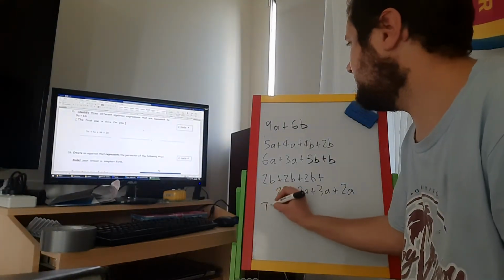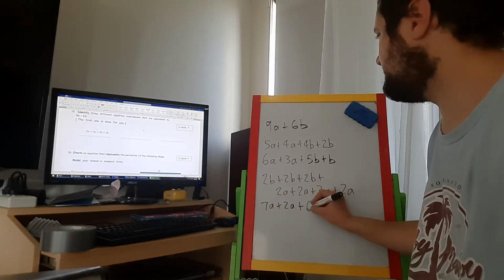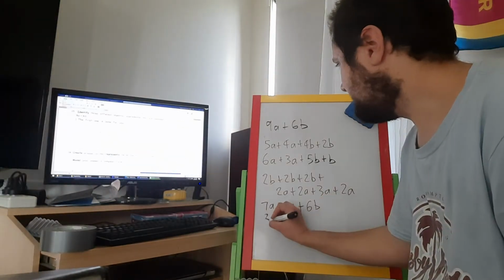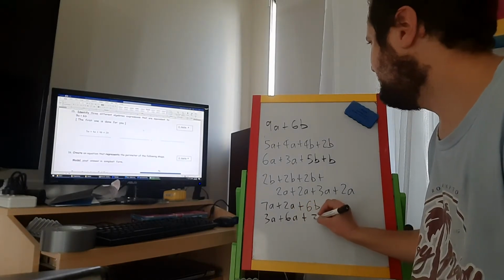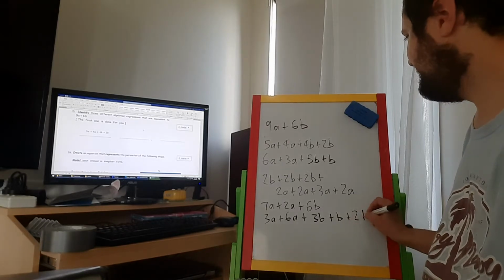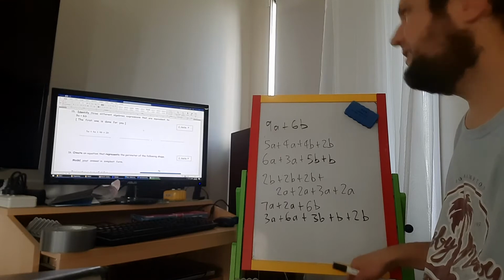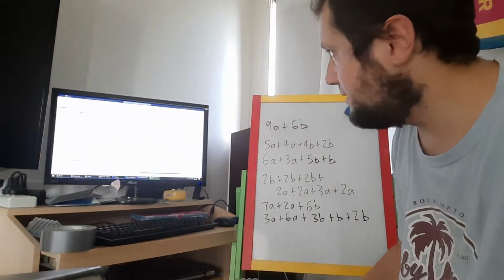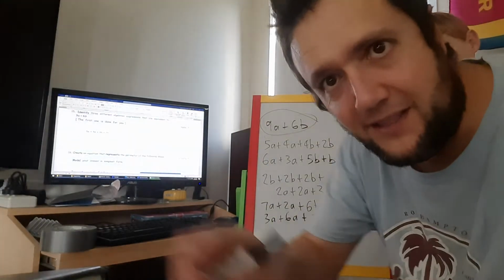So, you know, 7a plus 2a. 6b even. Okay, last one. 3a plus 6a plus 3b plus 1b. We still need another 2b to make that. Plus 1b plus 1b. No, I made it 2b. Anyway, as you can see, there is an infinite number of options for this question, as long as in the end it gives you 9a plus 6b.